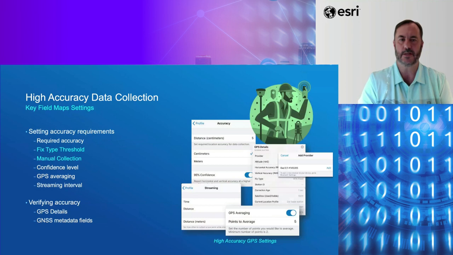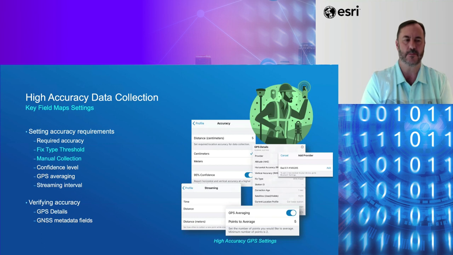Now, there are some really important things about capturing data with Bad Elf receivers that are important to mention. Inside of Field Maps, you can set requirements for the accuracy. You can notify mobile users when they drop a level of accuracy, from, let's say, an RTK fix to a float position. You can prevent or warn them if they capture manual positions with the map. You can define a confidence interval, a streaming interval, the averaging interval.